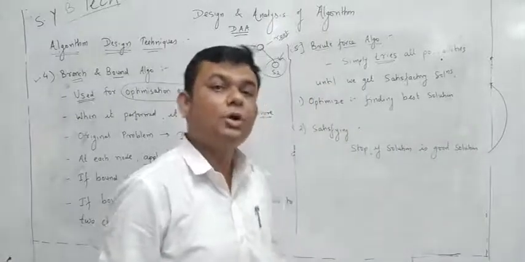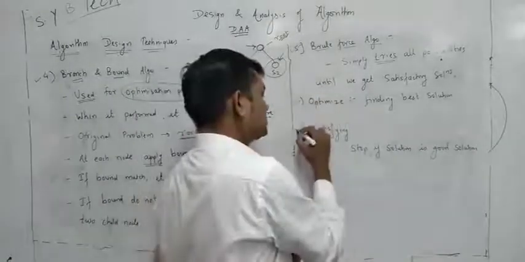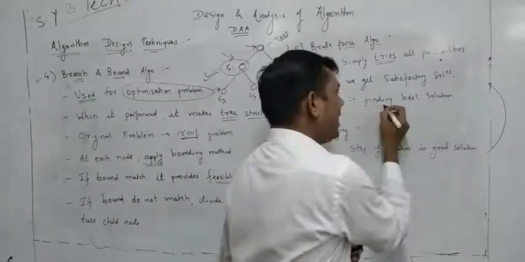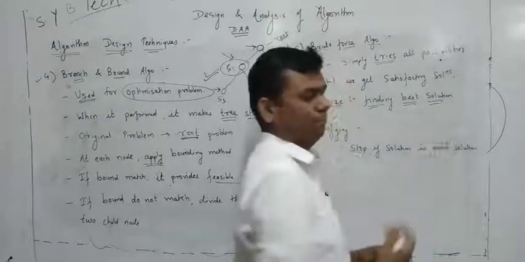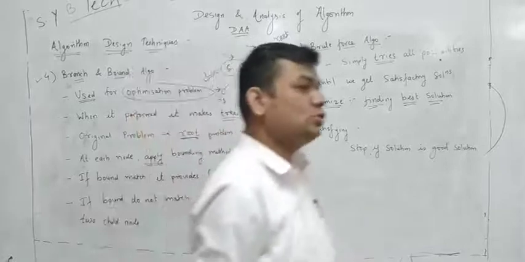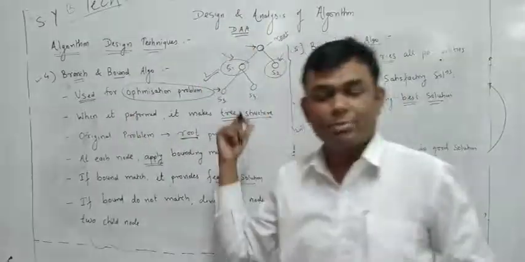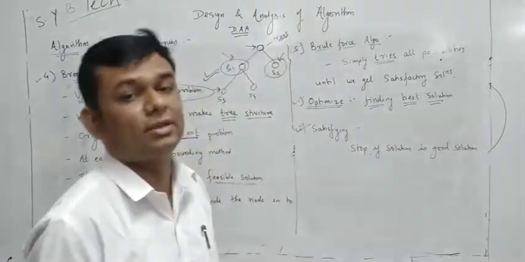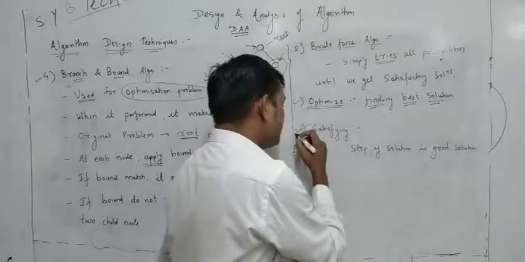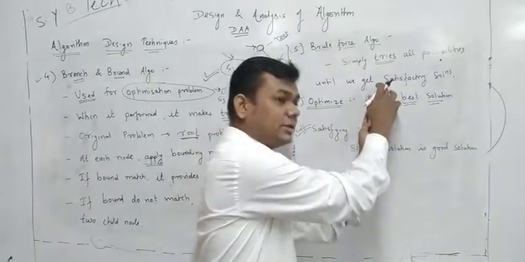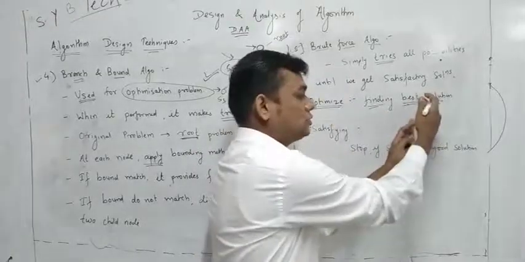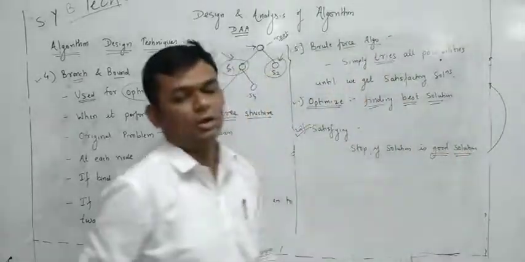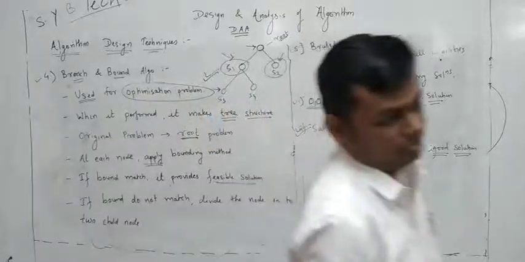For that purpose, we perform two steps in the brute force algorithm. First, optimizing: we apply the brute force algorithm and find the best solution. If that best solution matches the known solution of the problem, then that is the best solution for us. Otherwise, it is not the best solution, meaning we do not get the best solution. And the second step is satisfying: if from the optimization step we get a solution and that solution is satisfactory, then that is the solution for that algorithm. That technique is called the brute force algorithm.